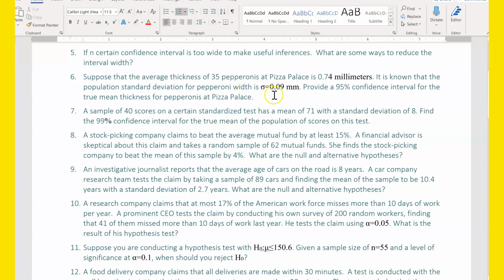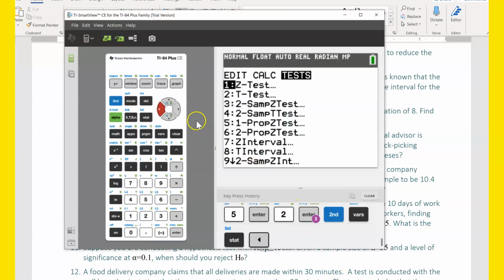All right, number 6. I'm trying to find a 95% confidence interval for the true mean thickness of pepperonis given the mean of a sample, and given that the population standard deviation is known. So if the population standard deviation is known, remember that you do a z-interval for that. When it's unknown, you do a t-interval. So we're doing a z-interval.